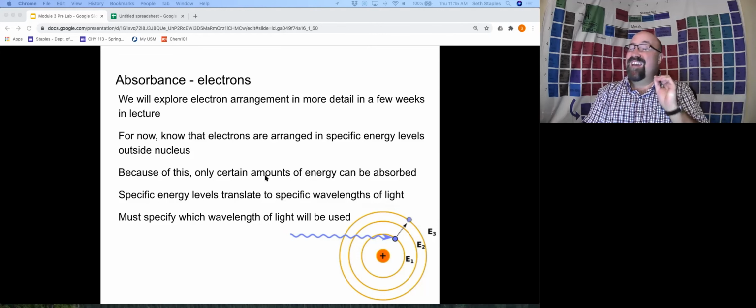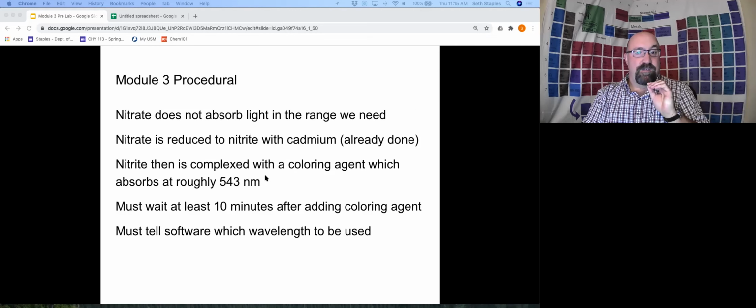We do run into another small issue when it comes to nitrates, as it turns out nitrates don't absorb light at all in the range that we need for the spectrophotometer. And so we can get around that. First, what we do is we use cadmium to reduce our nitrates to nitrites.